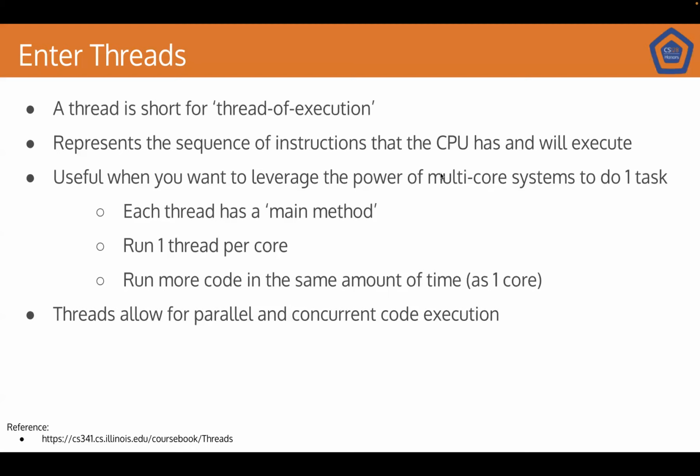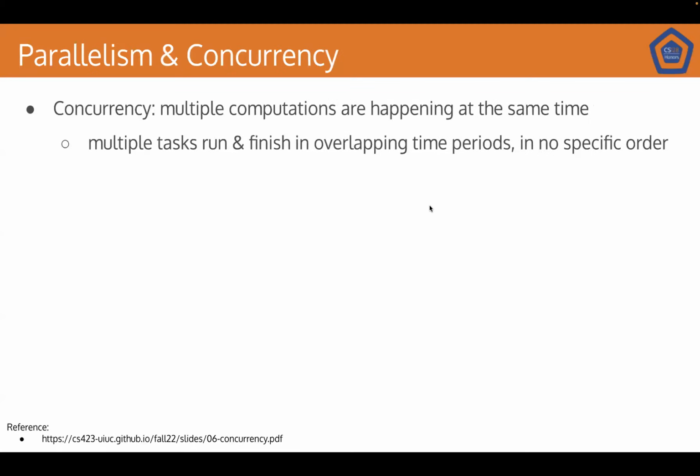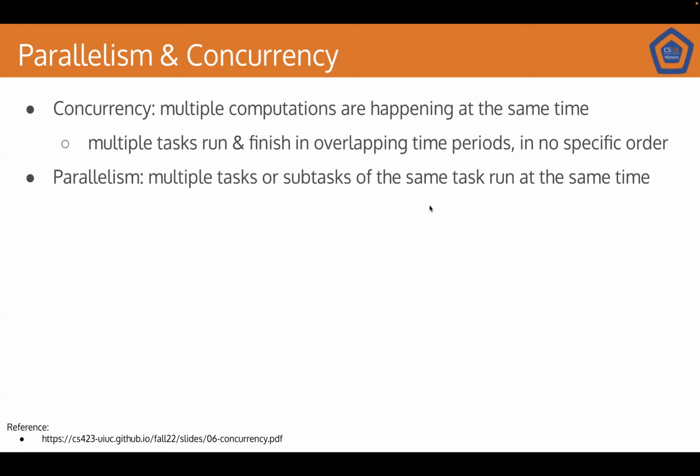But what is parallelism and concurrency? Well, concurrency is simply multiple computations happening at the same time. So it's running multiple tasks at the same time, but all of them are starting and ending at different times, and there's no real specific order. If you open up your task manager, you'll see that your computer is running a bunch of different and separate tasks that may end at any time and in no order. Those are all concurrent tasks. Parallelism is multiple tasks or subtasks of the same bigger task that are run at the same time.